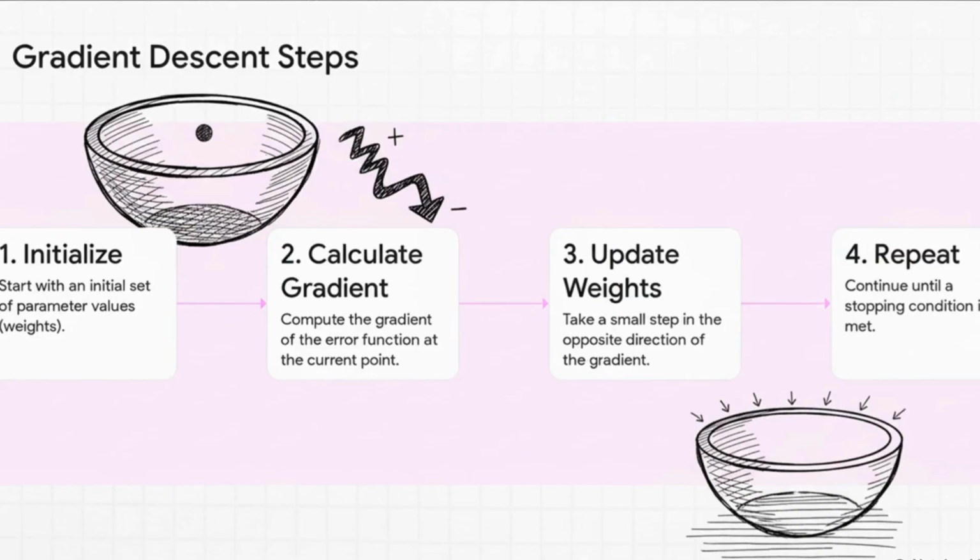Step 1, you start with a totally random guess for your model settings. Step 2, you calculate the steepness of the error right where you are. That's called the gradient. The gradient technically points uphill. So, for step 3, you take a small step in the exact opposite direction, downhill. And step 4, you just repeat again and again and again, one small intelligent step at a time until you get to a flat spot where you can't go any lower.